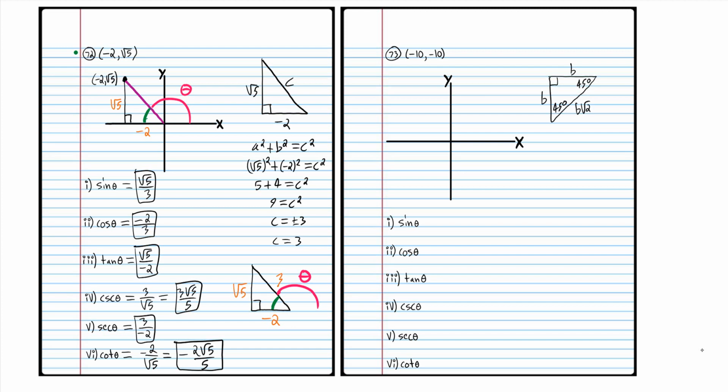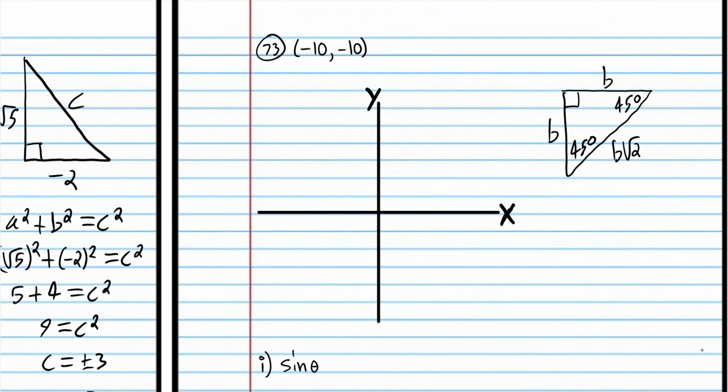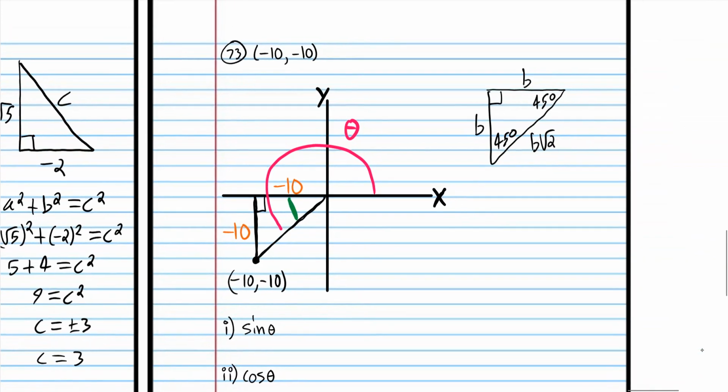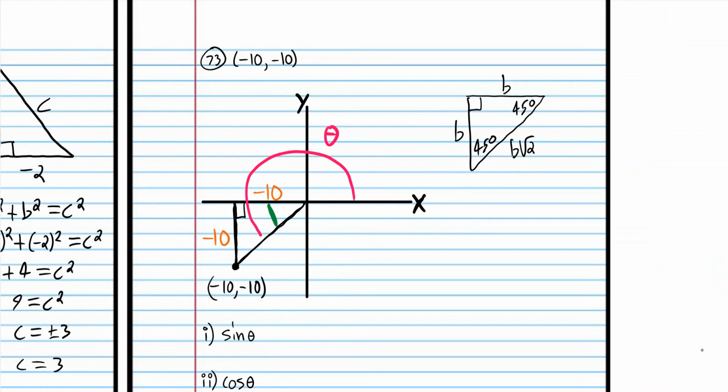Okay, we're back. So this point terminates in the third quadrant. So the angle is going to be all the way down there into the third quadrant, and the terminal side of the angle goes through that point. And so we're going to make a triangle using that point as the corner, and of course this is the reference angle, and the legs of the triangle are negative 10 and negative 10.